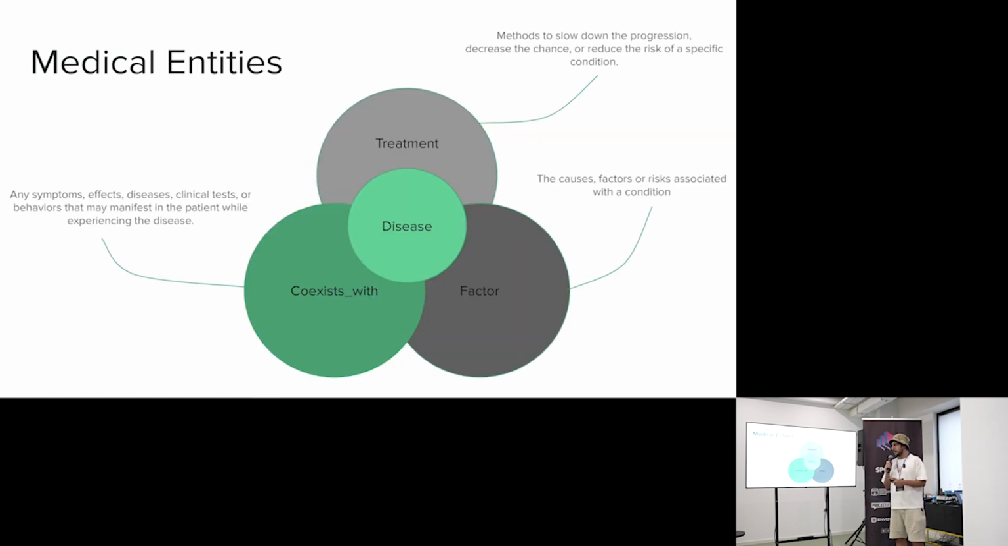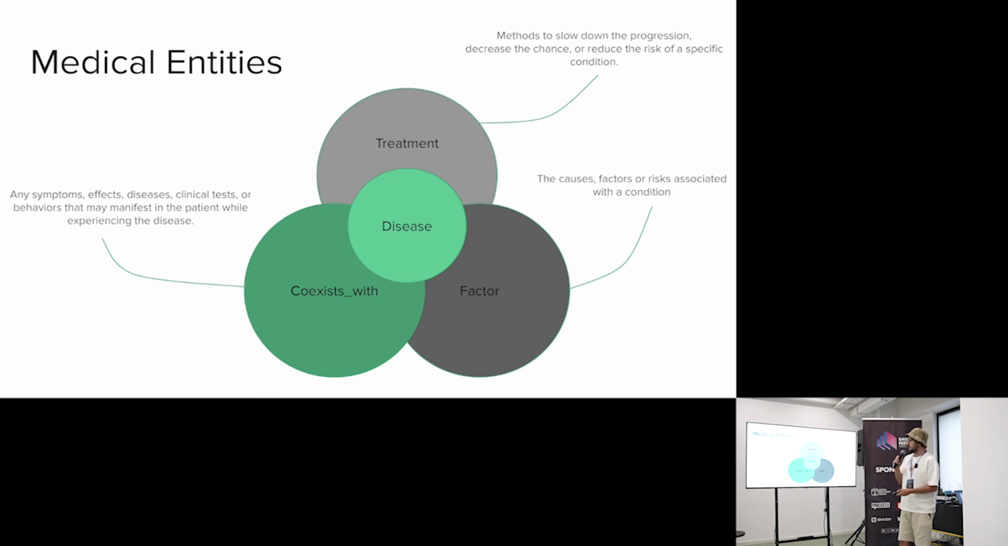So let's talk about medical entities. Here you can see the four medical entities that we used in our research: treatment, factor, coexists with, and in the middle, disease. The disease entity connects to all of the other entities, and we will use the disease entity to get information and extract from text.